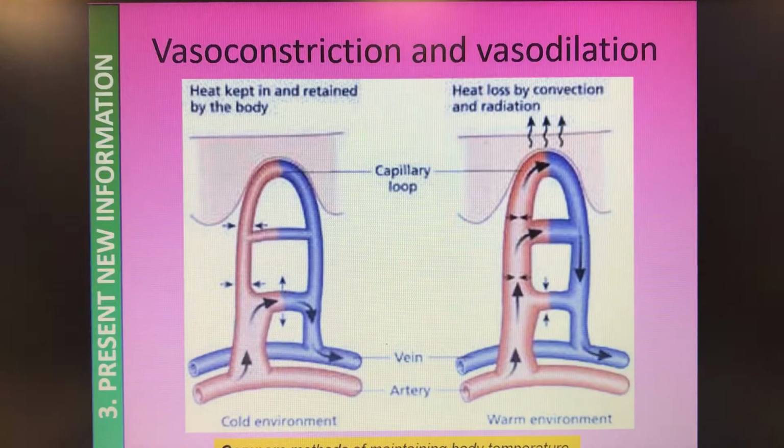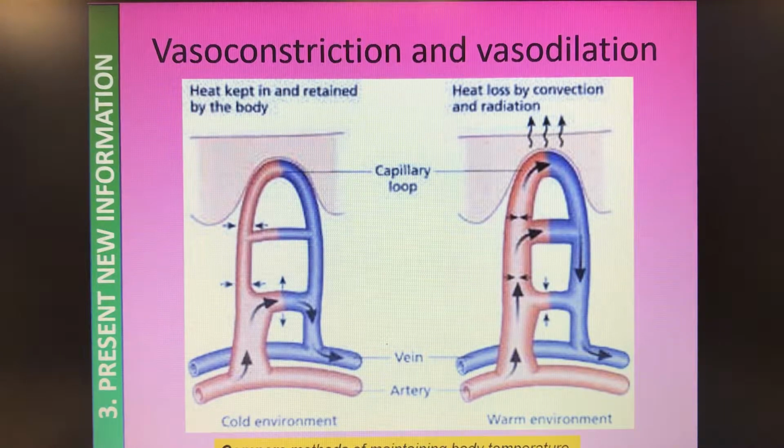Now we're going to have a look at vasoconstriction and vasodilation. In vasoconstriction, the blood vessels are constricted. How does that happen? So the muscles either side of the capillaries, just here, contract. The muscles contract, and that causes the capillary to constrict. It reduces the blood flow through that capillary and therefore reduces the heat loss through the surface of the skin. So we're talking about our hands, our feet, nose, ears, all of our extremities.